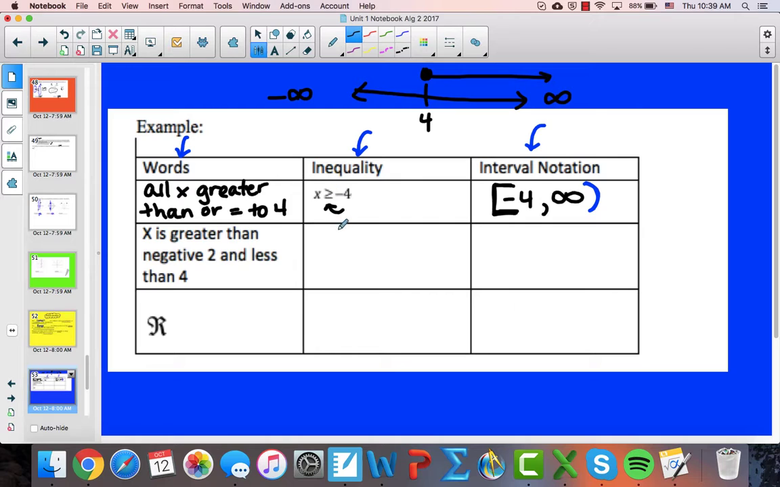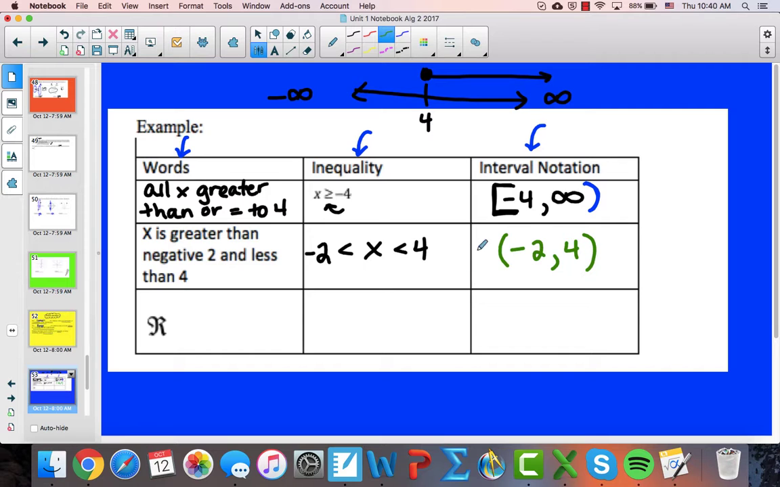X is greater than -2 and less than 4. All right, so that's where I've got x is greater than -2 and less than 4. So that's an and compound inequality. That means I want all the values between -2 and 4, but not including -2 and 4. In interval notation, we would write that as -2, 4 in parentheses.